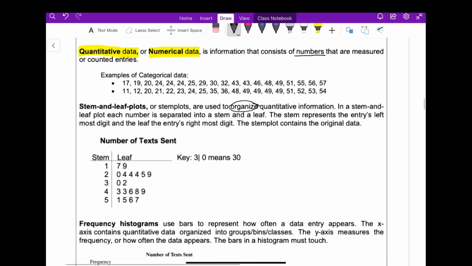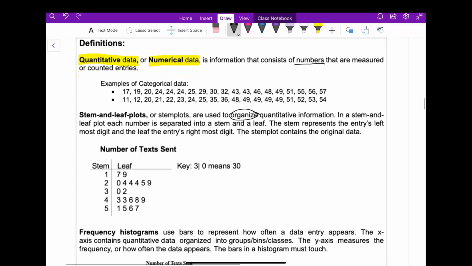I like this word organize because when you see this data, this right here is called raw data. That means that maybe it hasn't been organized in any way. It's just data that you went out there and collected. I want you to picture that scientific person I described earlier with the white coat, the goggles, the clipboard, right? It's just messy data. And we're going to organize it into a stem and leaf.